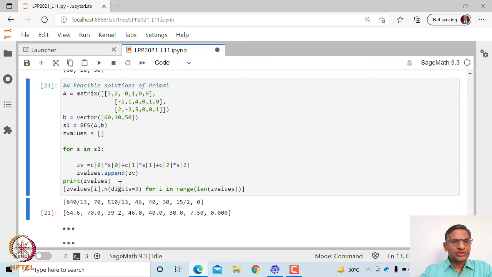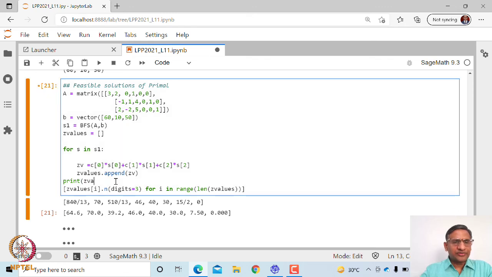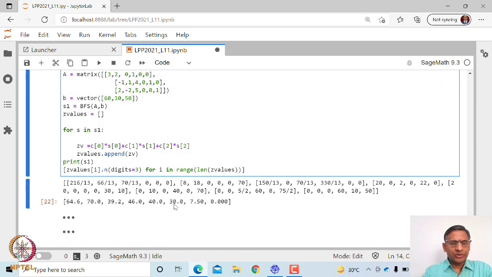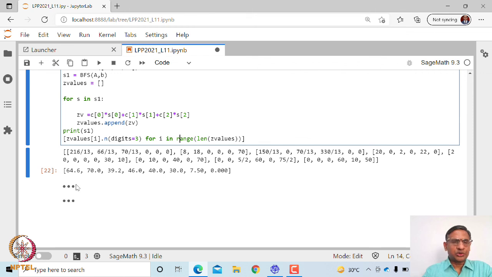Okay, no, this is not Z values. We'll have to say print S1. So when I say print S1, that is all the possible basic feasible solutions. These are the basic feasible solutions. 1, 2, 3, 4, 5, 6, 7, 8. There are 8 of them, and these are the value of the objective function at all these basic feasible solutions.